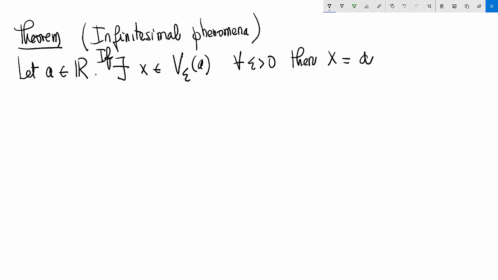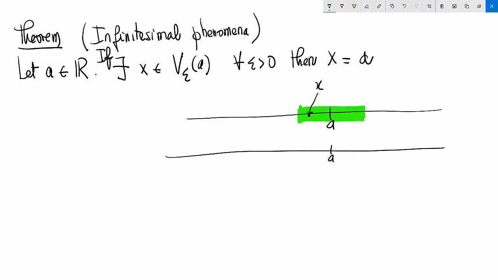So if you let A be a real number, let me draw a picture here, and you pick any epsilon neighborhood around A, you can find an X which is here. No matter how small a neighborhood around A is, your X is always inside that bubble. If I draw an even smaller neighborhood around A, then X is located right there. So this theorem says that if you can find such an X which is inside every epsilon neighborhood of A, then in fact X must be equal to A.